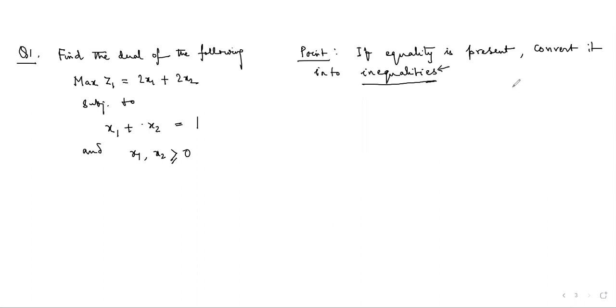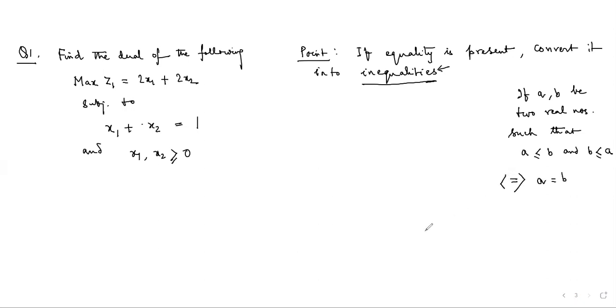Now try to recall one of your earlier knowledge about the real number system. The real number system says that if A, B are two real numbers such that A less than or equal to B and B less than or equal to A, this implies A is equal to B. And it is a double implication. Probably you have seen it in your school curriculum. This is a very important result, so we can apply this fundamental result to the given problem.